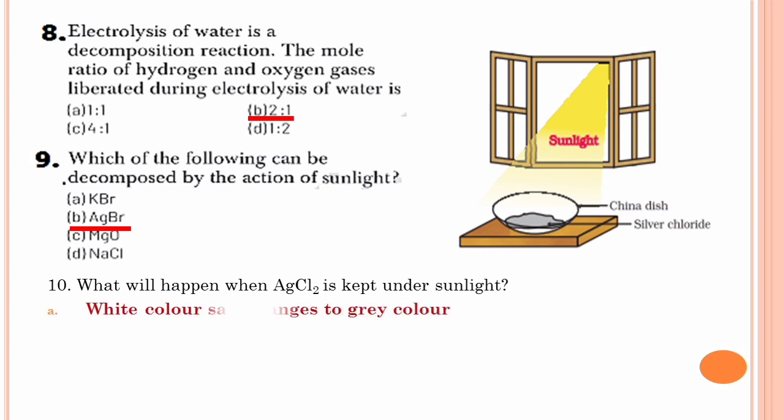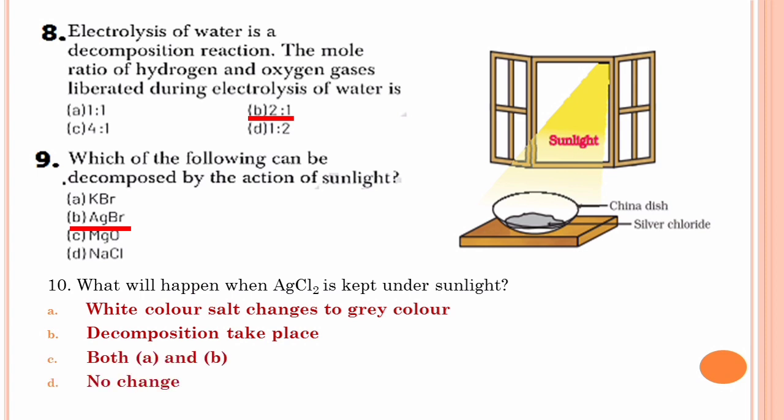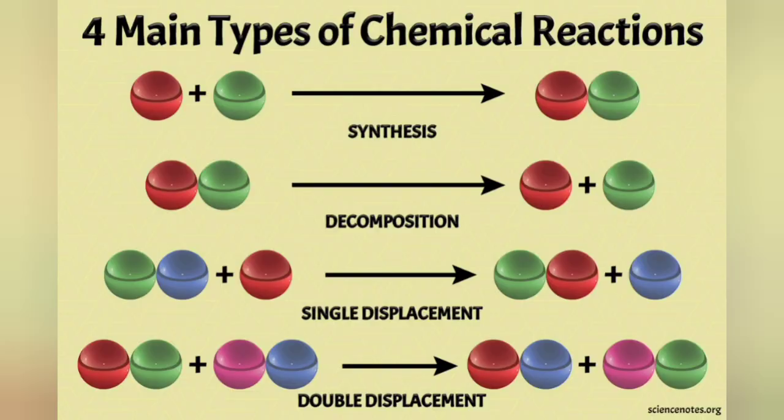The next question is also related to the photolytic decomposition of silver chloride. What will happen when silver chloride is kept under sunlight? White color salt changes to grey color, decomposition takes place, both A and B, or no change? Just now we discussed that when silver chloride decomposes, it changes from white to grey. So from the given options, you can identify that both A and B, that is option C, is the correct answer. So we have completed the first 10 questions of the chapter Chemical Equations and Reactions.